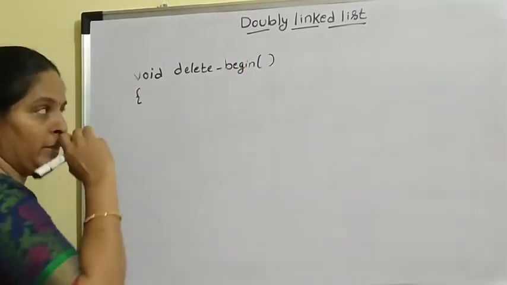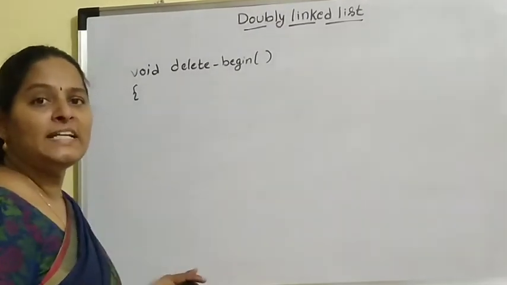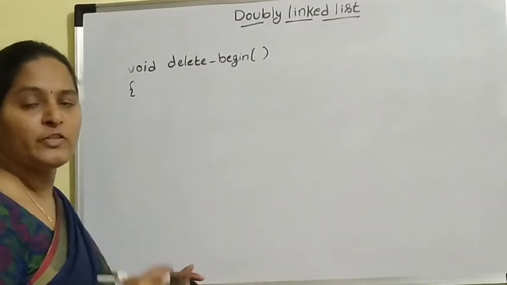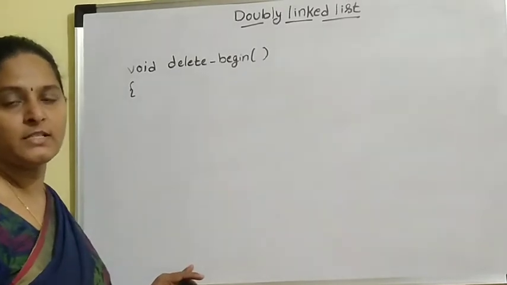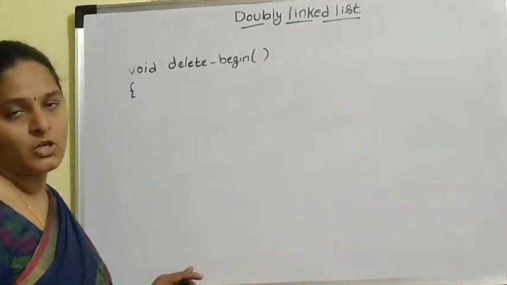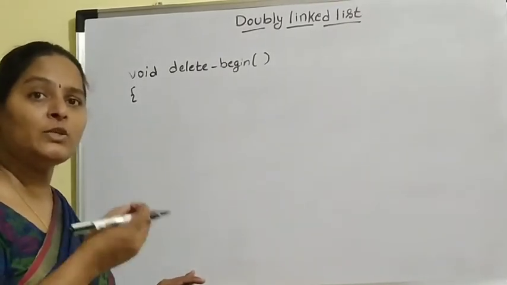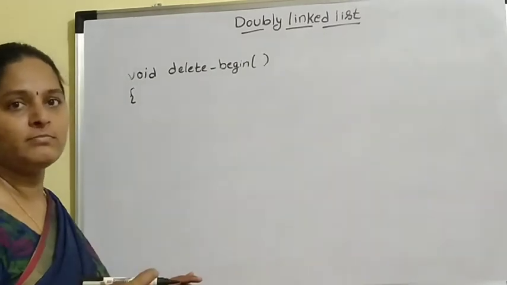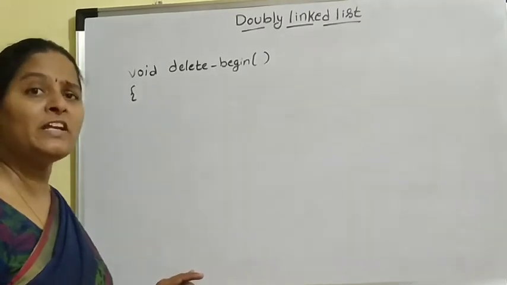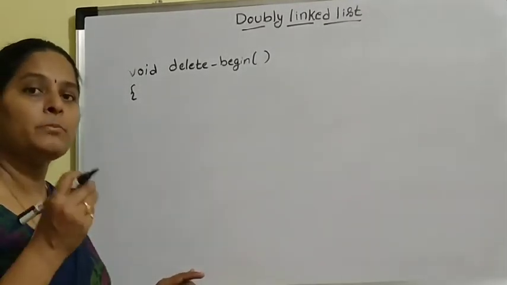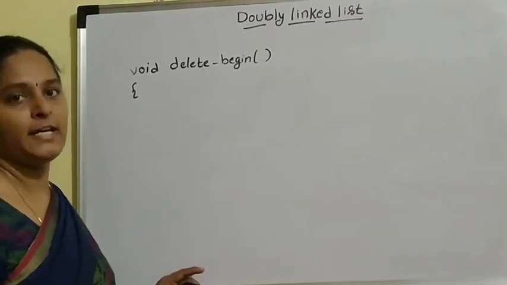Void delete begin. Okay, so first of all, just assume that if you want to delete something from the linked list, we should have some nodes in the linked list. If there are no nodes in the list, then deletion operation is not possible. So before performing the deletion operation, first verify whether your list contains any nodes or not. If your list is empty, then deletion operation is not possible. So how to verify whether the list is empty or not? If your head pointer is pointing to null value, that indicates that the list is empty.